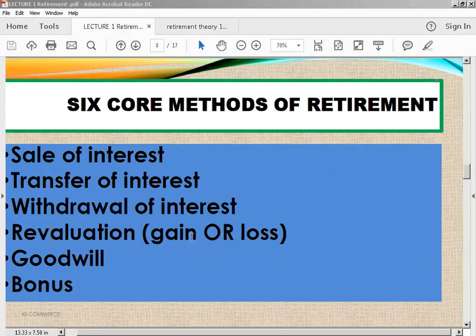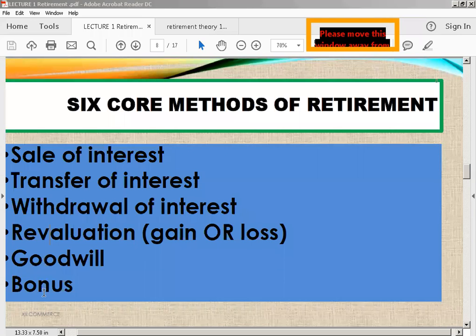In the last online class, we discussed that in partnership retirement, we have six cases or six methods to solve partnership retirement. For the current class, I would like to discuss with you the remaining three cases of the retirement. That is revaluation, and in this revaluation you will get the gain and loss, and then you will have goodwill and then bonus.